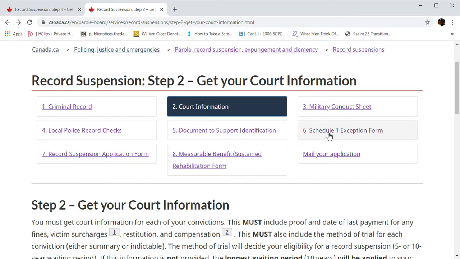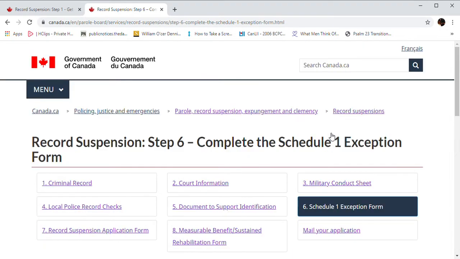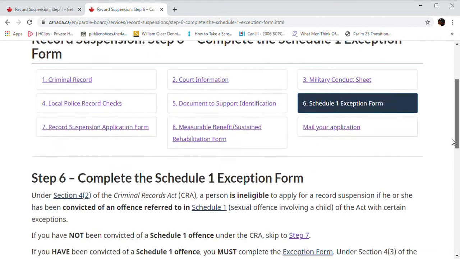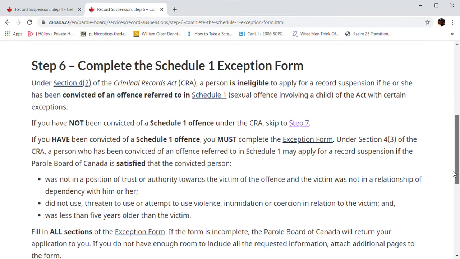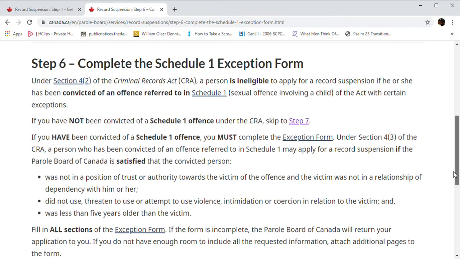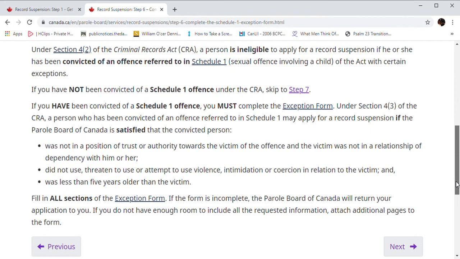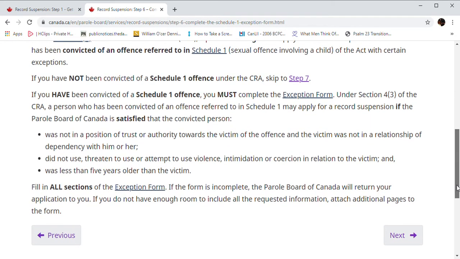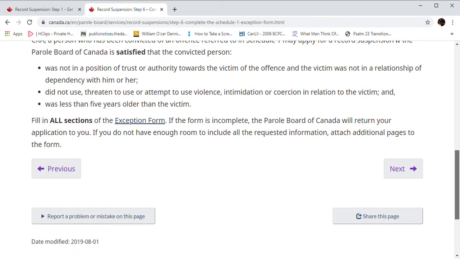Schedule exception form. I'm not even going to open. This is for like sex related crimes. I believe involving minors. We've never even tried to do a pardon for someone that had a sex crime with a minor. So, and I don't know. I think in all likelihood it'd be very difficult in this day and time to get one of those pardons anyway.